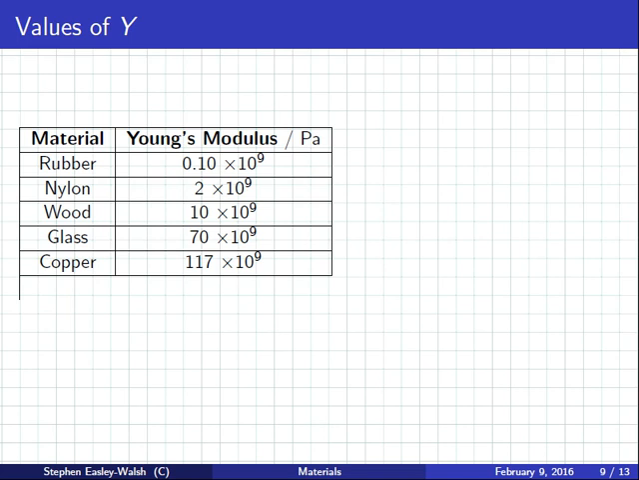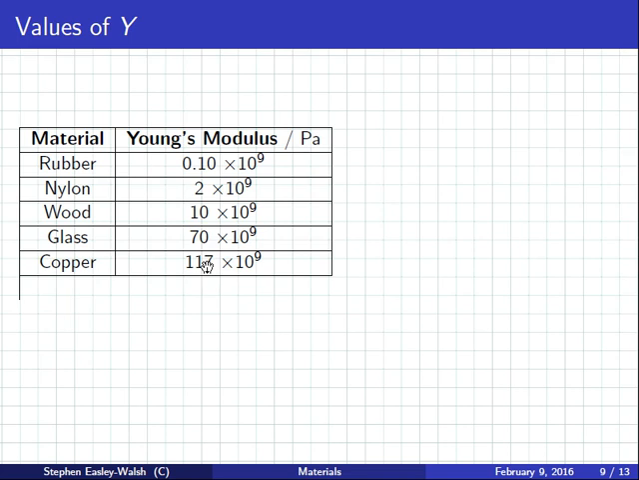No. This is Young's modulus for the material. It's a lot like the K constant for the material. It's a measurement of how easy it is to change the shape of it. If this is much bigger than this, it means you would require more force for copper than glass to change its shape. And you require more force for glass than wood. And rubber is much smaller compared to these. A little bit of force will extend it.